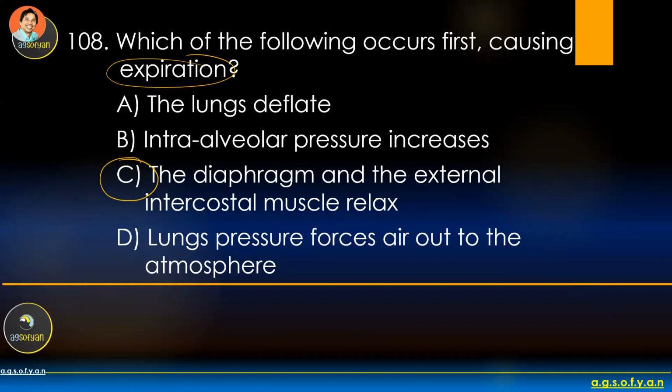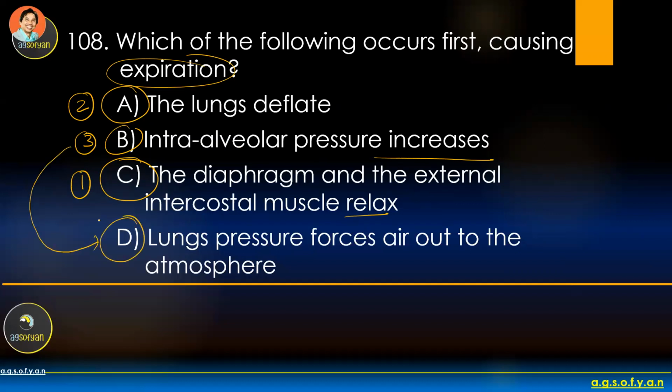The diaphragm will relax, the external intercostal muscles relax. It will cause the lungs to deflate and become smaller. So this is the first one, and this will be the second one. Because the lungs become smaller, the pressure will increase. When the pressure increases, the air will go out from the lungs into the atmosphere. So this is the fourth process. The one that's happening first will be this one.